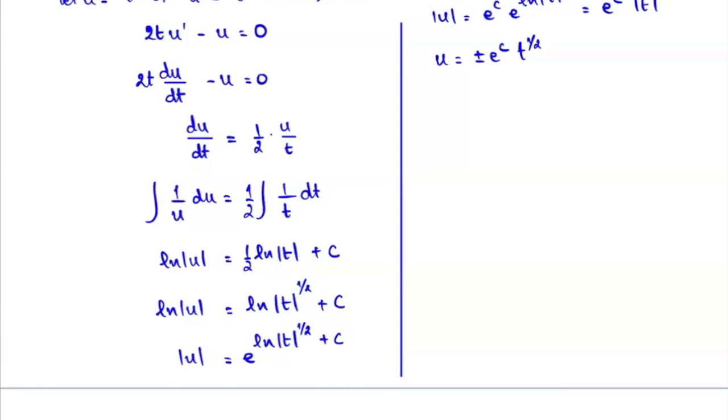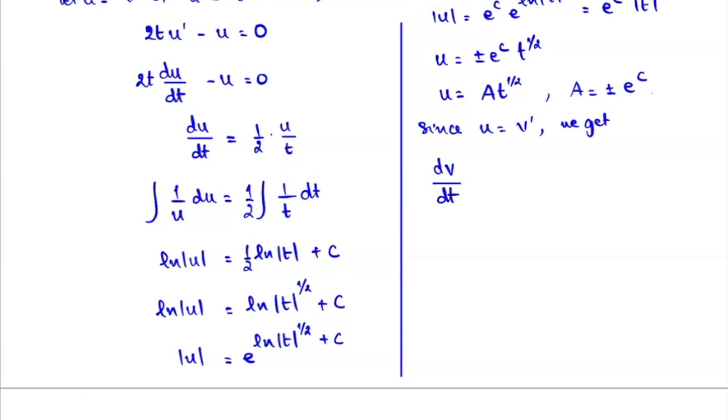So c is a constant, e to the c is also a constant, and therefore plus minus e to the c is a constant. So u is going to be capital A times t to the 1/2, where A is equal to plus and minus e to the c. All right. So remember, the variable that you're working with is the variable v. We are getting the solutions of u, so you need to make the resubstitutions. Since u equal to v prime, we get that v prime, or dv dt, is equal to A times t to the 1/2.